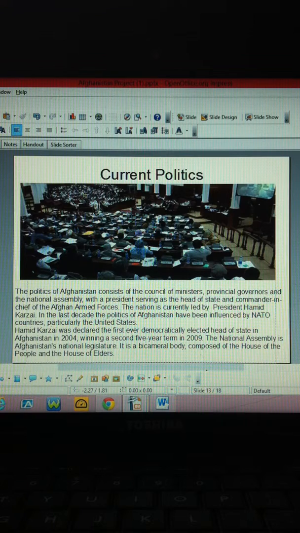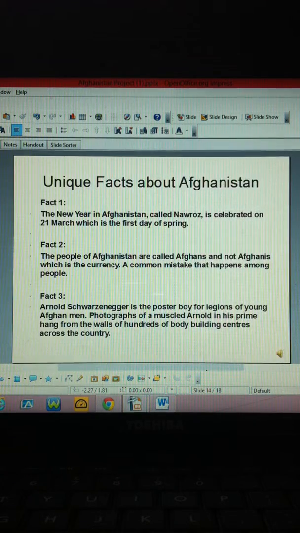Hamid Karzai was declared the first ever democratically elected head of state in Afghanistan in 2004, winning a second 5-year term in 2009. The National Assembly is Afghanistan's national legislature. It is a bicameral body composed of the House of the People and the House of Elders. So let's take a look at some unique facts about Afghanistan.